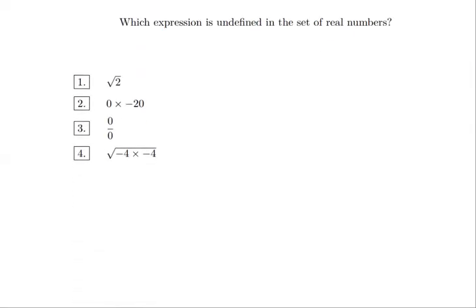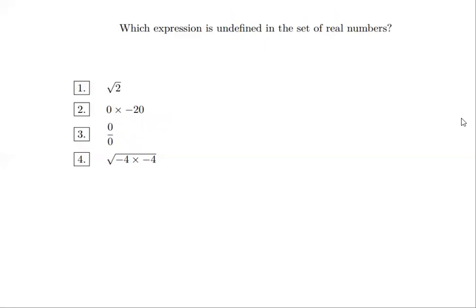And then we can go on to look at the next problem. Which expression is undefined in the set of real numbers? Well, the square root of 2 is defined. It's just an irrational number, but it's defined. So we're not dividing by 0 here or taking the square root of a negative number. Similarly here, we're not dividing by 0 or taking the square root of a negative number. So this here is defined. However, we're dividing by 0 here. So this will be undefined.